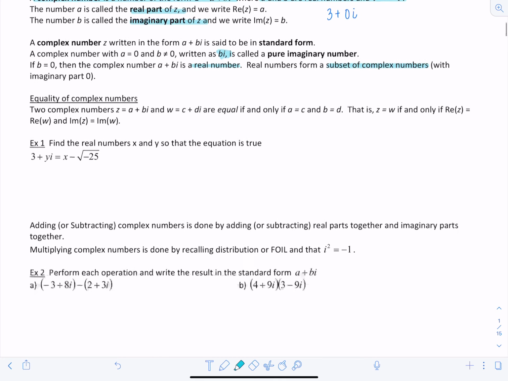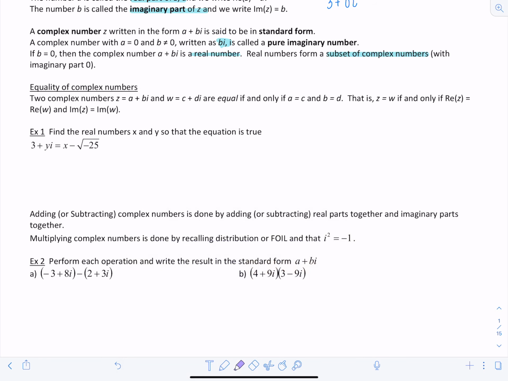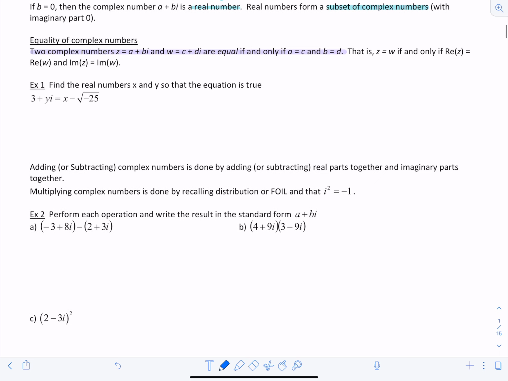And then we have the following equality of complex numbers. So two complex numbers, z and w, are equal if and only if their real parts and their imaginary parts are equal. That's what all of that confusing notation says. So for the first example, we have 3 plus yi equals x minus the square root of -25. So first thing, I want to simplify this, and then they're asking us to find the real numbers x and y so that the equation is true.